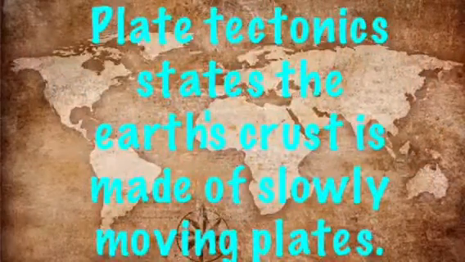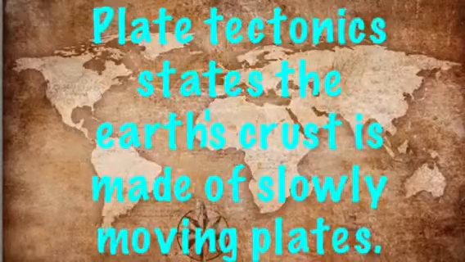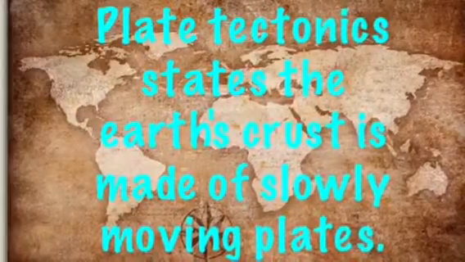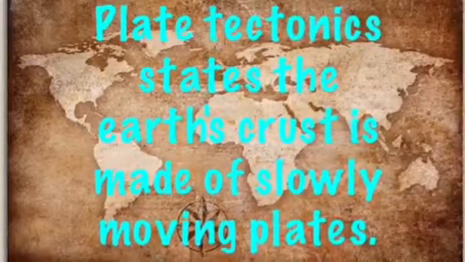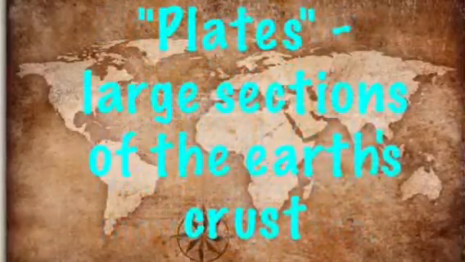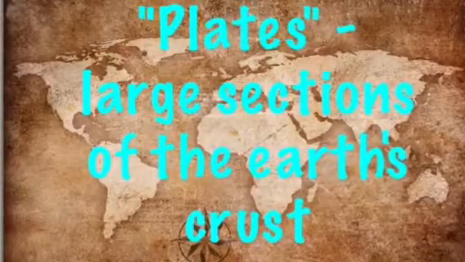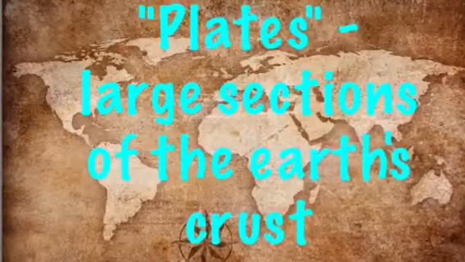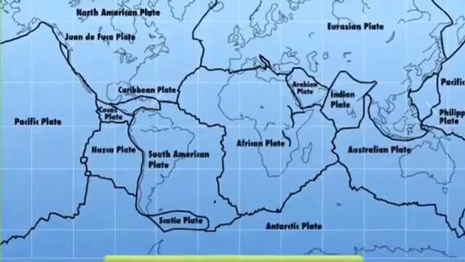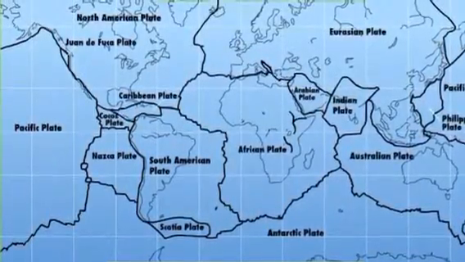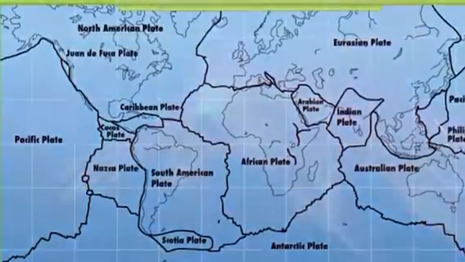The movement of the landmasses was caused by plate tectonics. Plate tectonics is a theory that states the Earth's crust is made of slowly moving plates. Plates is a term used to describe a large section of the Earth's crust. Plates in the Earth's crust include both land and water. All plates have boundaries, but these boundaries have very weak areas that crack. These cracks are called faults.